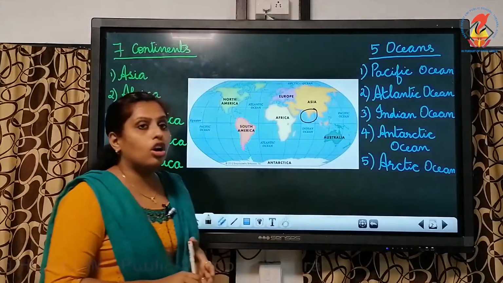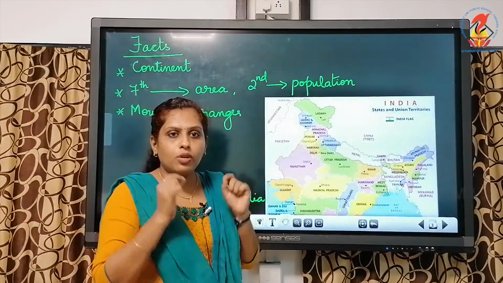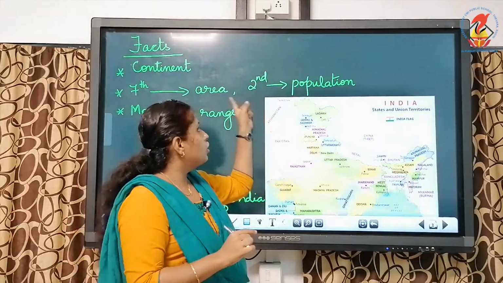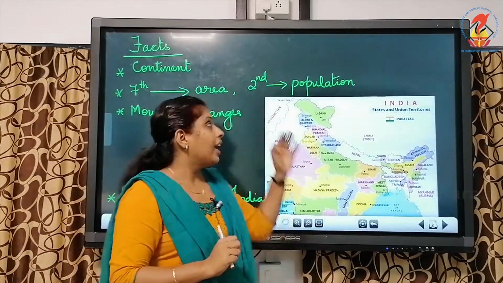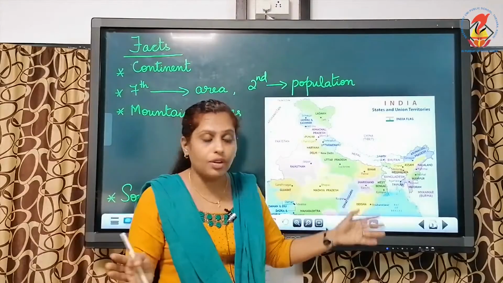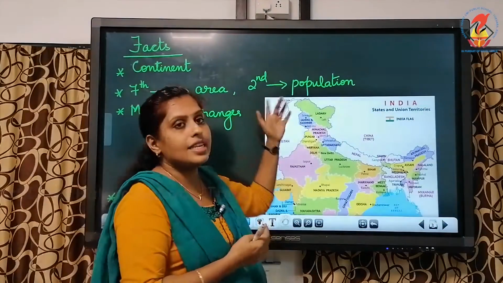Okay. Now, let us move on to the next point. Now, let us learn the next fact about India. The first fact was our continent is Asia. The next one is India is the 7th largest area wise and 2nd population wise. Area wise, you know the size of our country. Population means the number of people here. So, we have the 7th and the 2nd position.